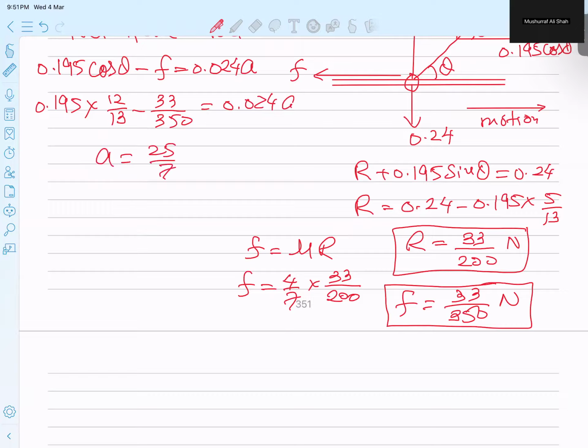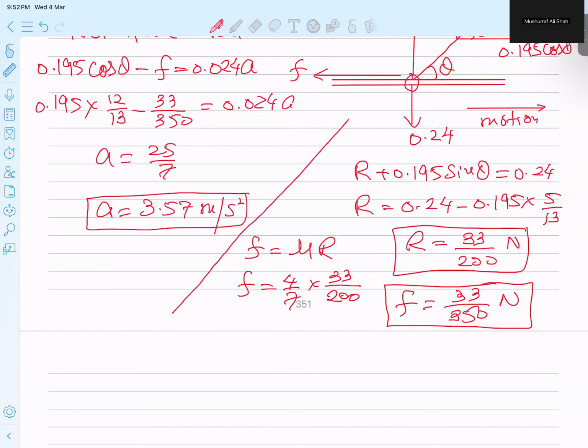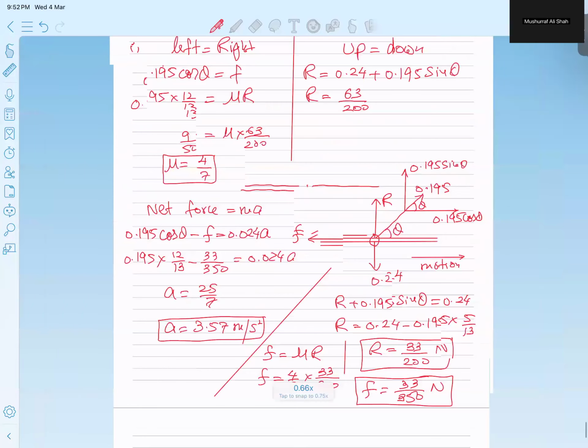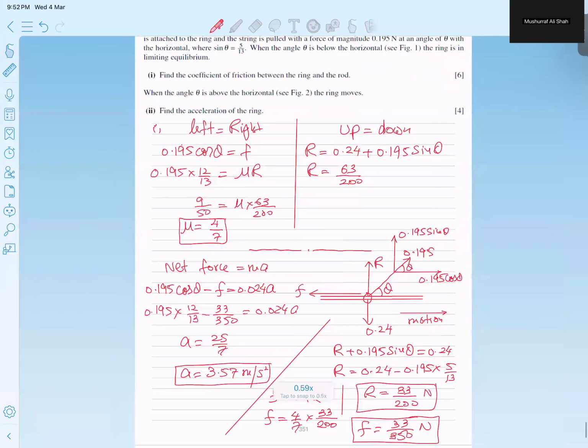In decimal form I get 3.57 meters per second squared. You see, students, it's not hard to do, just planning is required, and we have done it, Alhamdulillah Rabbil Alameen, easily. So the concept is very clear. This is another ring question we have covered.